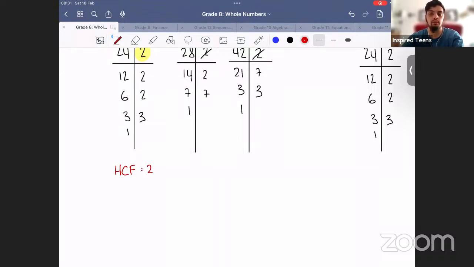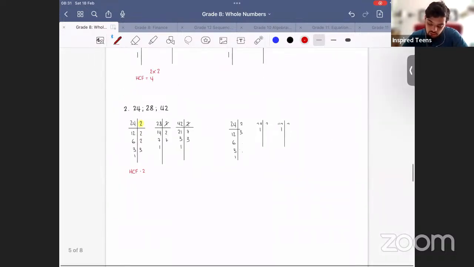Okay, we should be able to go through rate and ratio. Okay, so therefore the HCF is 2.